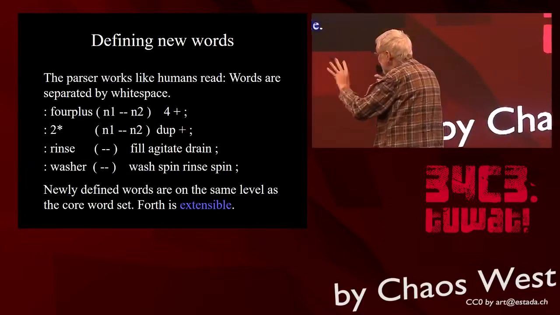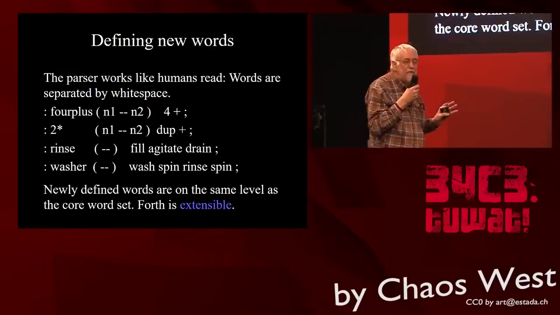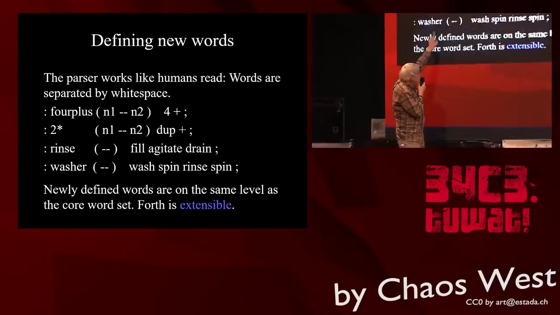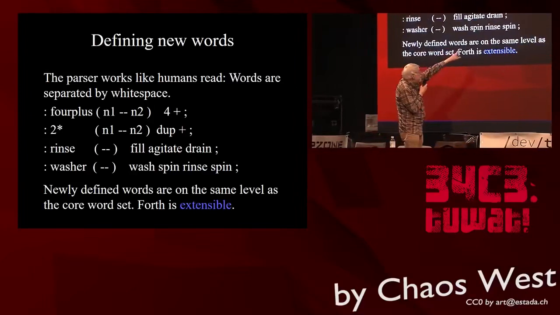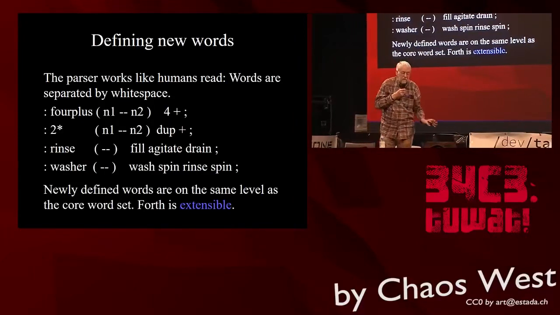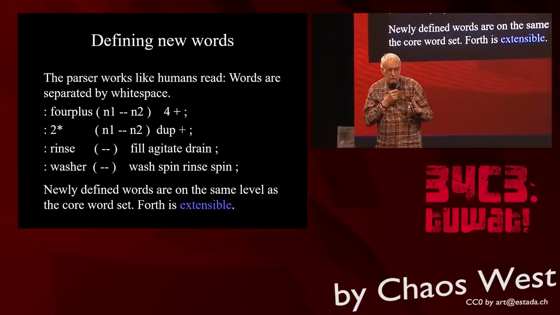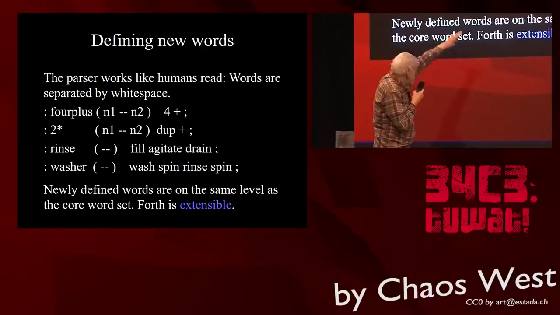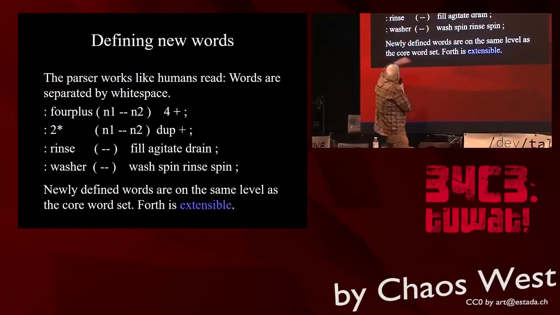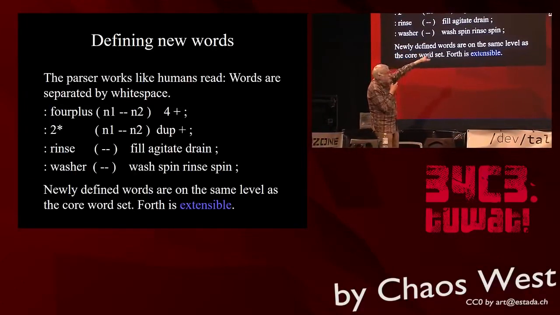Just to give you an idea of how you program applications in Force, look at a washing machine. This is the washer, and the washer washes, it spins, it rinses, and then it spins again. The Force compiler is just a one-pass compiler, and you do not have forward references. So if you want to make this definition, you first have to define wash, spin, rinse, and spin again. And just as an example, the definition of rinse could look like fill, agitate, and drain.